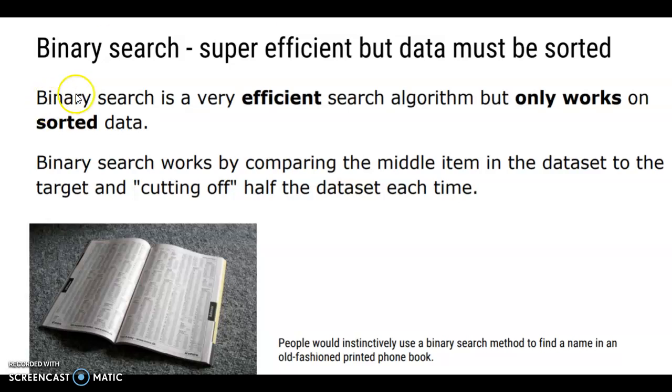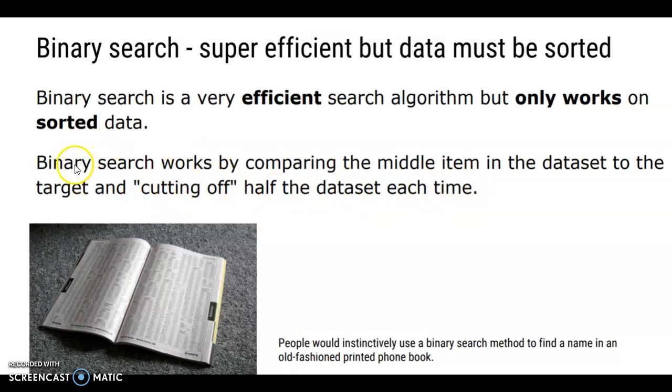So the binary search, where does it get its name from? Well, it's a very efficient search algorithm, but it only works on sorted data. And the binary search works by comparing the middle item in the data set to the target and then cutting off half the data set each time.